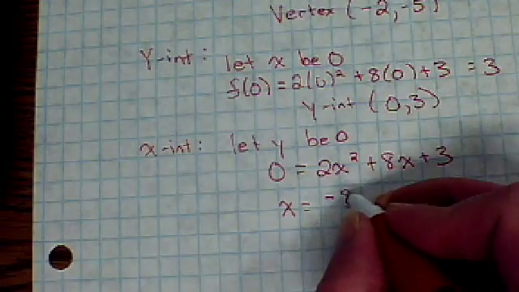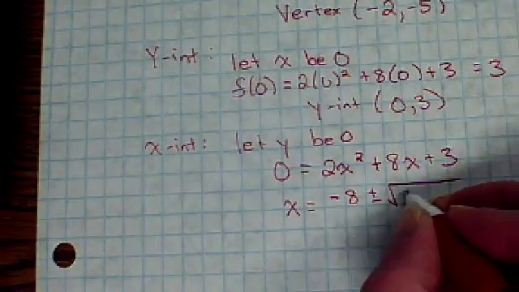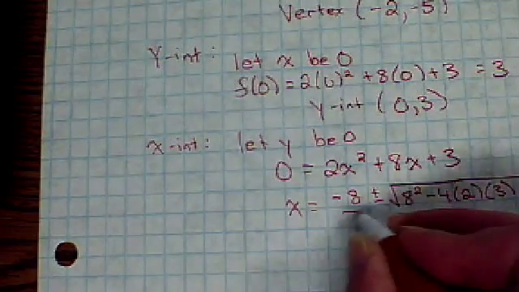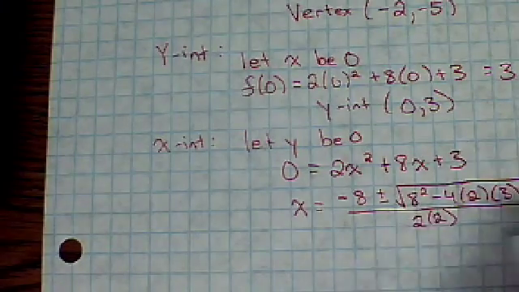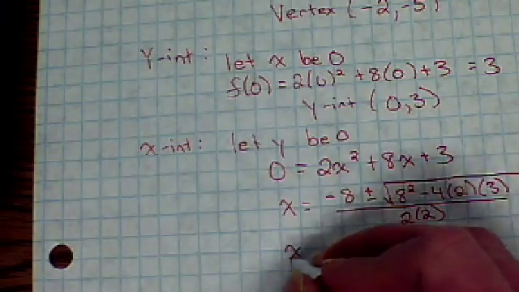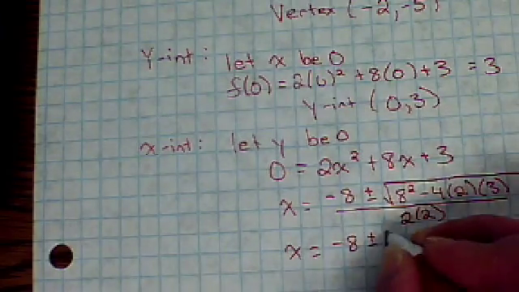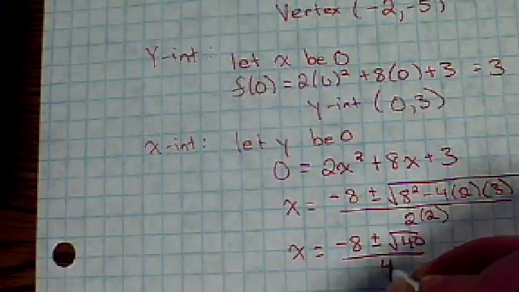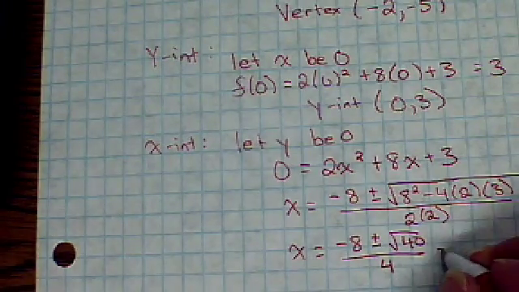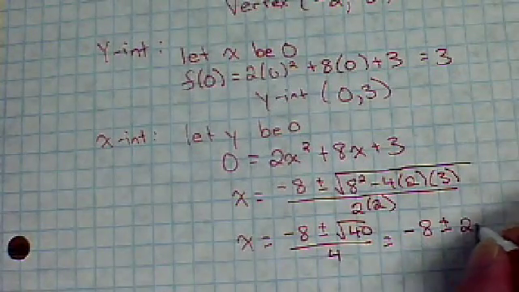Negative b, so that'd be negative 8, plus or minus the square root of b squared minus 4 times a times c, all over 2a. So there I'd have 8 squared minus 4 times 2 times 3. That gives me 40 underneath, over 4. We can make it a little bit prettier. Square root of 40, you've got 4 times 10, so that would be 2 root 10.